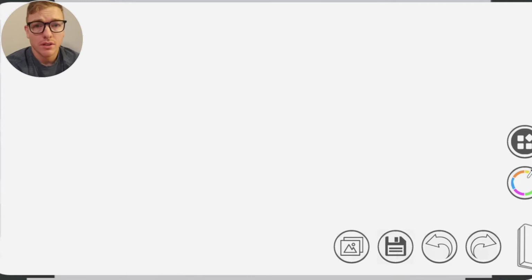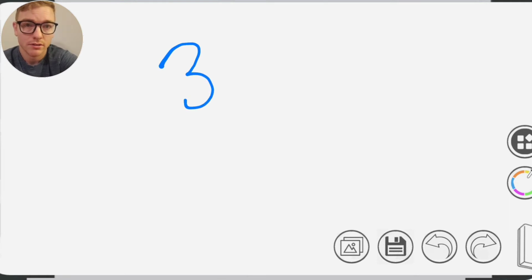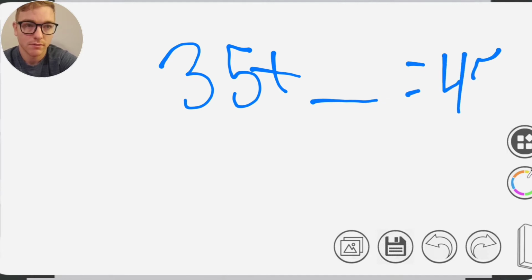All right, so if we look at our very first problem, it says 35 plus blank equals 45. This one's already filled in for us, but I'm just going to explain the thought behind it so that you can know how to do the rest of the problems. So all we have to do is look at where things are different. If we look at the ones place, the ones is the same in both the 35 and the 45. So we just have a difference in the tens.